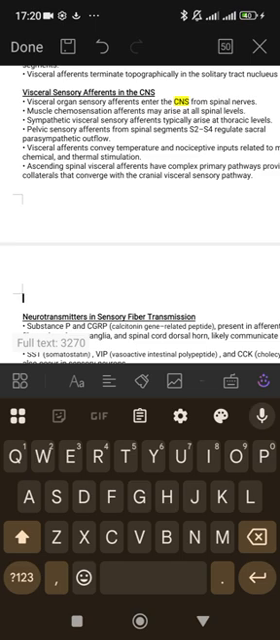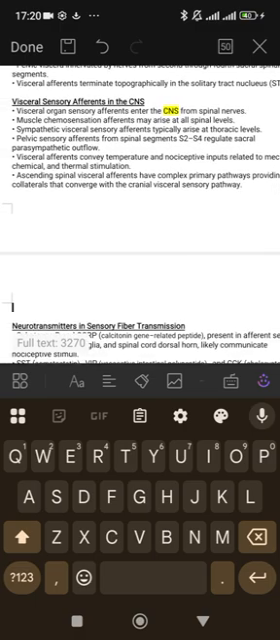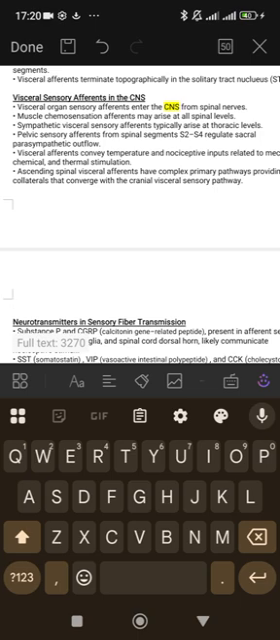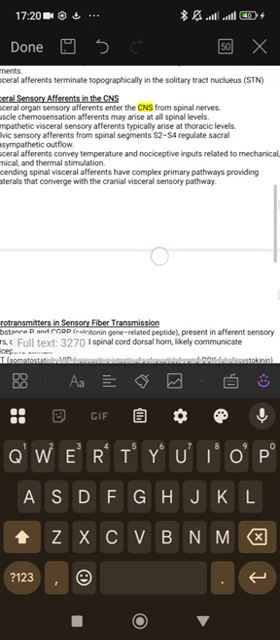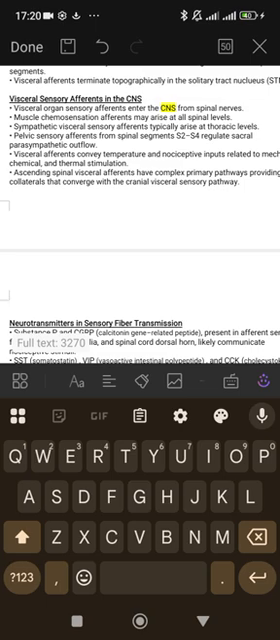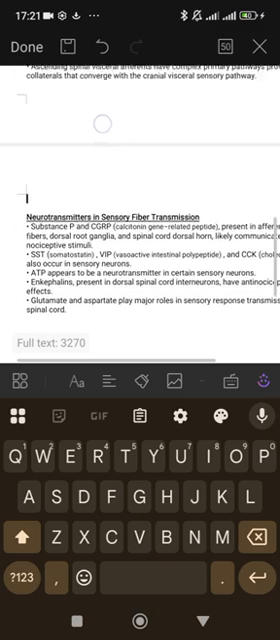That the ascending spinal visceral afferents have complex primary pathways. They have complex primary pathways providing collateral that converge at the cranial visceral sensory pathways. You see, there's collateral from the ascending visceral afferents providing collateral to the cranial visceral sensory pathways. There's always collateral, so that no matter what, that's why that thing I told you happens. Unlike in skeletal muscle, where there may be collateral, but you can't compare it with what happens in the viscera. That's why you see different cranial nerves providing collateral to help the other.